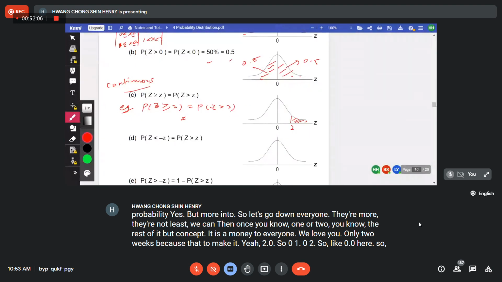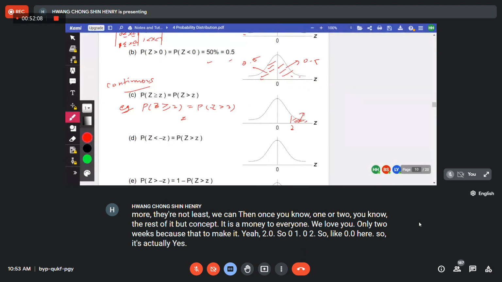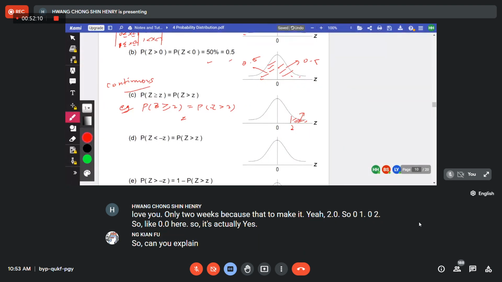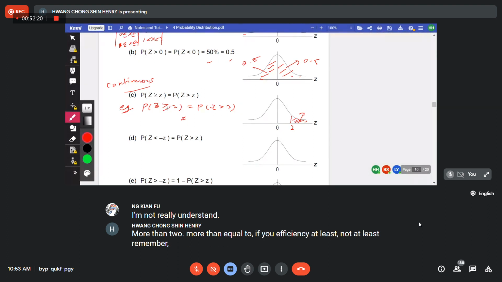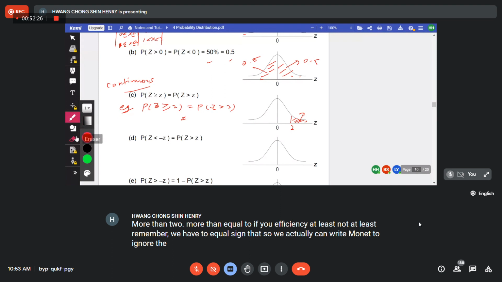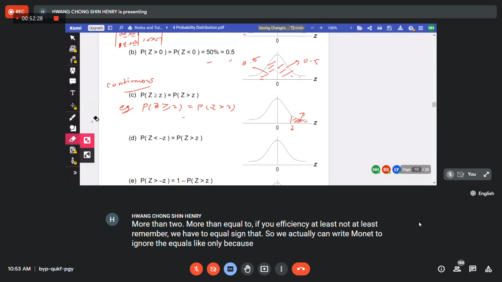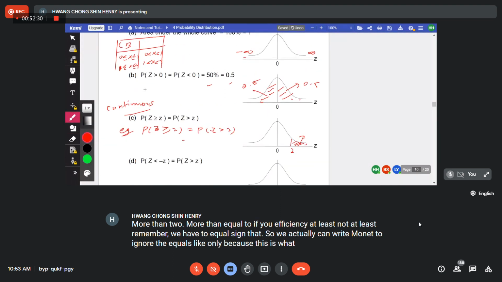Can you explain again? Oh, you mean you don't really understand more than 2 versus more than or equal to 2. If the question says at least, remember we have to put the equal sign there. But we can actually write more than 2, ignore the equal sign. No need to put the equal sign, okay? Because this is continuous data.